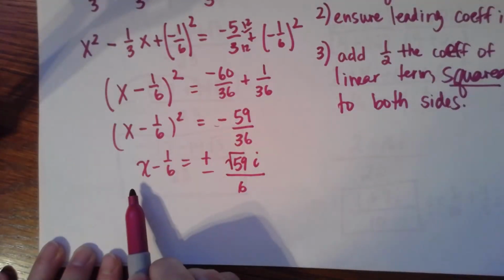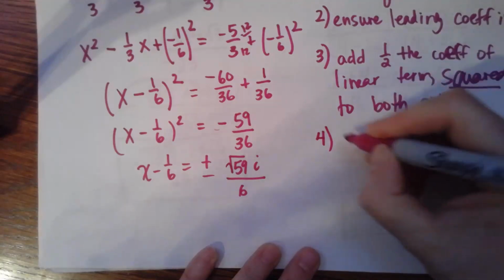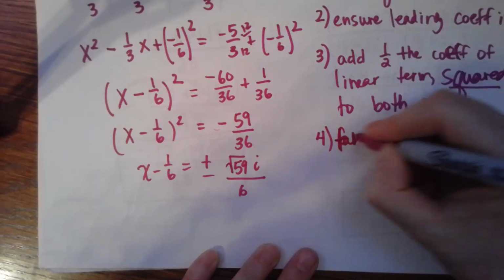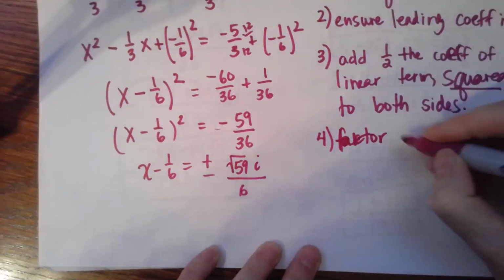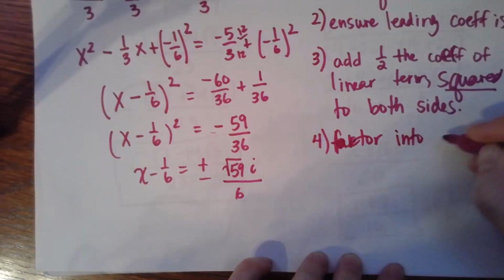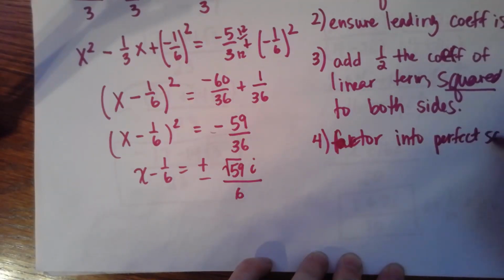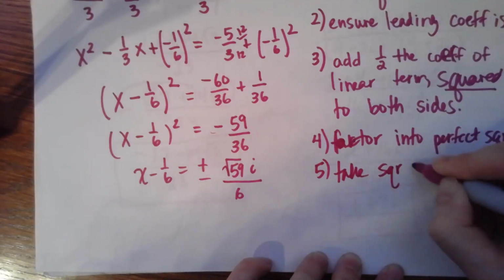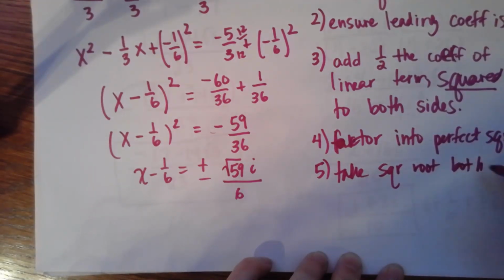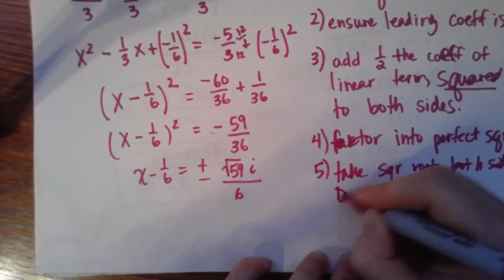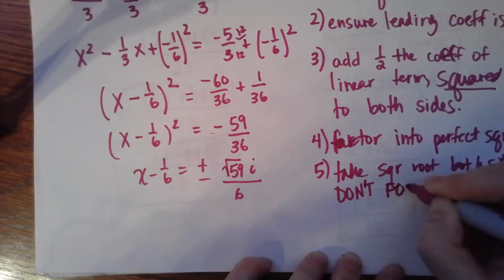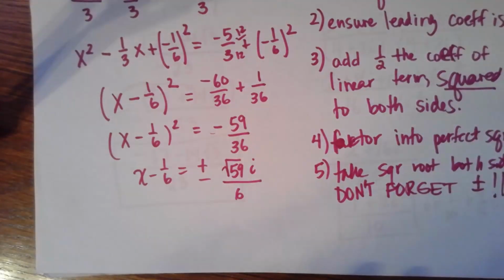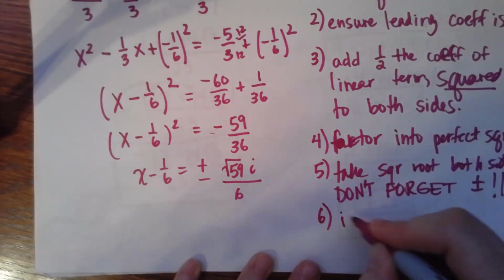Okay, and all right, we forgot to say take the square root of both sides. Well, first of all, factor into a perfect square. And then take the square root of both sides. Don't forget the plus or minus. Okay, and then finally isolate x.